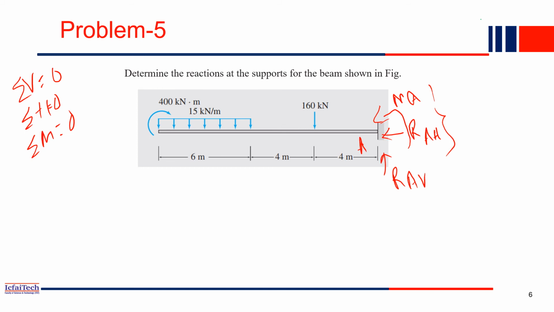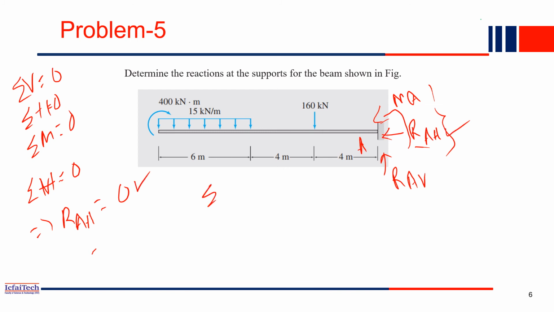So now apply first summation of all horizontal force equal to 0. So what are the horizontal forces acting? So here only RA is acting this side. So RAH, no other horizontal force. So RAH equal to 0. This is one part you calculated.